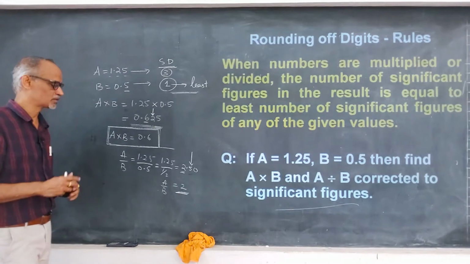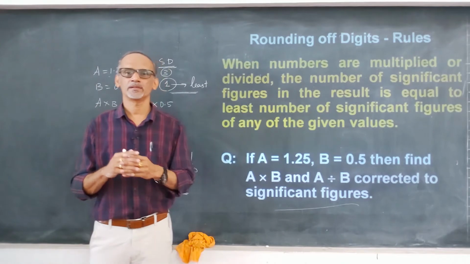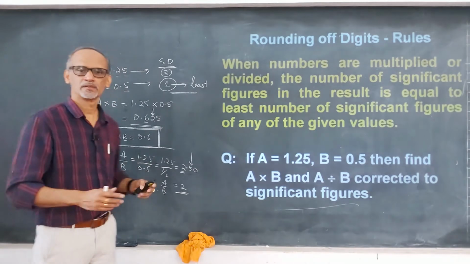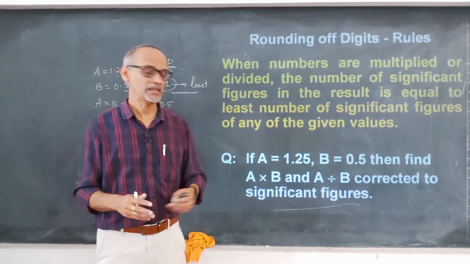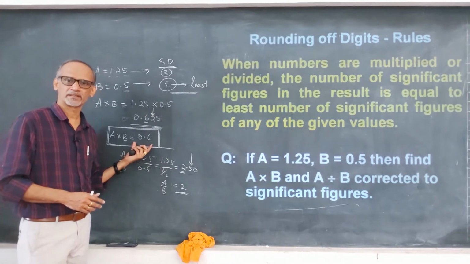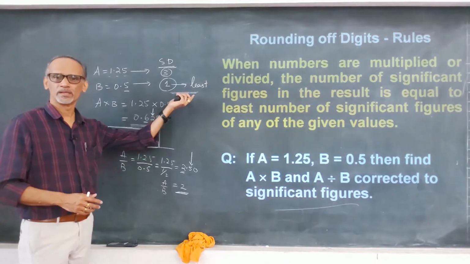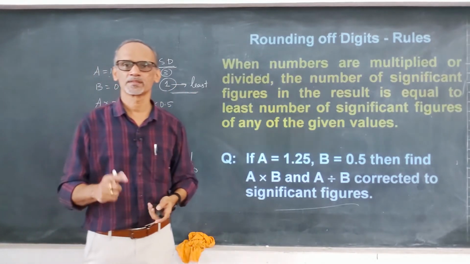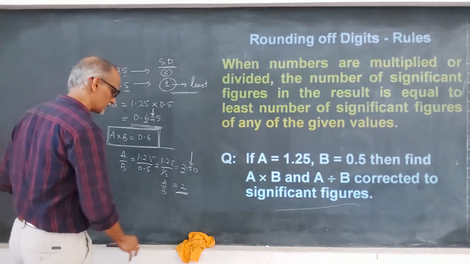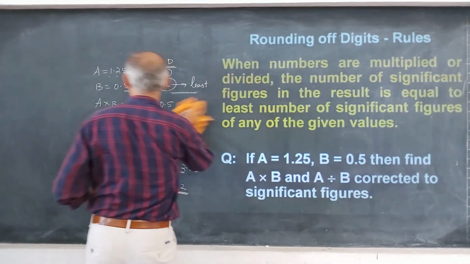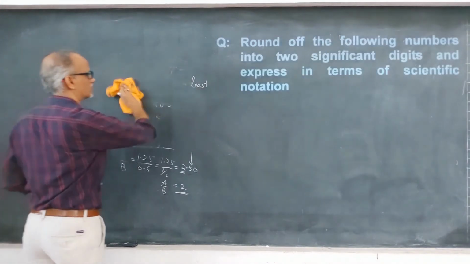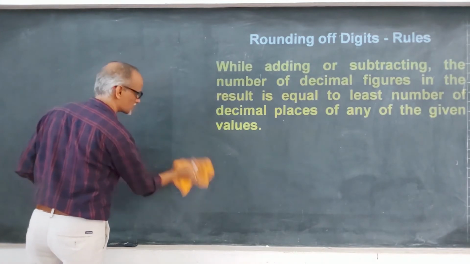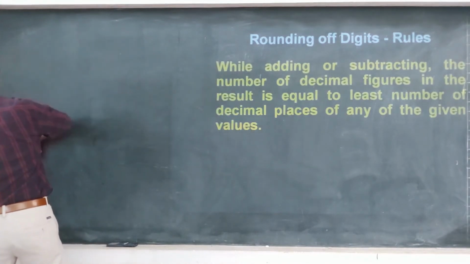What the multiplication and division rule says is that whenever numbers are multiplied or divided, this is applicable to any number of digits, not only for 2 digits, any number of digits. When you multiply or when you divide, in the final result, the number of significant figures is equal to the least number of significant figures in the given data or given values. Clear? So, this is for multiplication and division only. Now, what if there is addition or subtraction? The rule is slightly different.